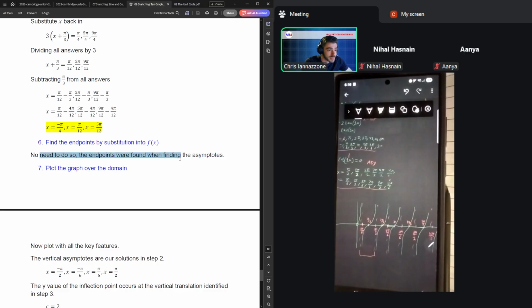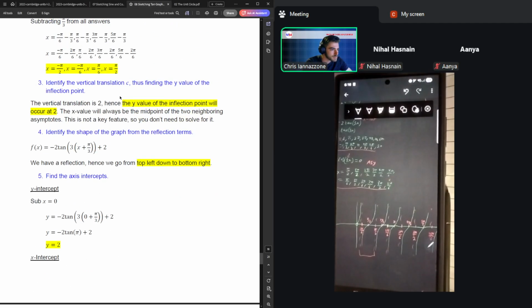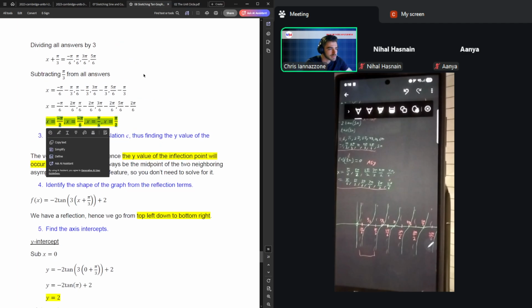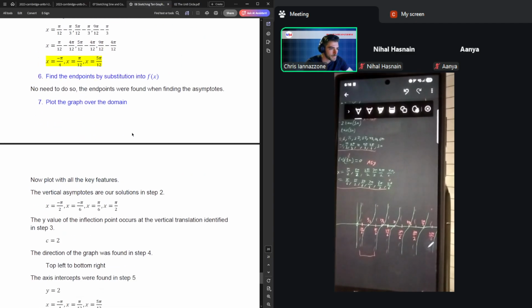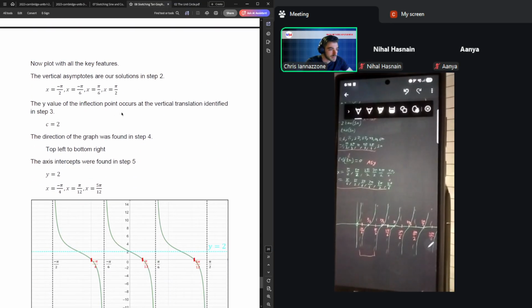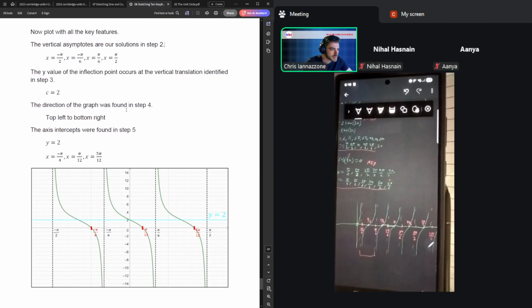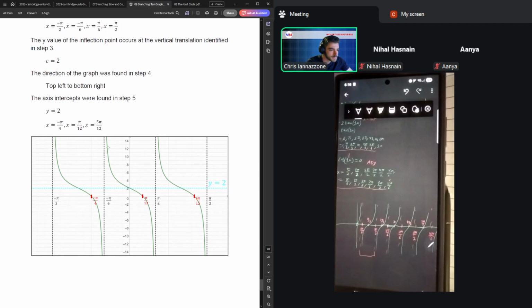If you do need to find endpoints, sub them in specifically. In this case, our pi over 2 and negative pi over 2 were actually asymptotes. So we already know what those key features relate to. We don't have to then resolve them to see what happens. And yeah, we got all our key features. So we found our vertical asymptotes, that's that. We know where our inflection point should be, that's that. We know the overall graph shape because it's a net negative tan. And then yeah, the axis intercepts, both our y and our x stuff.